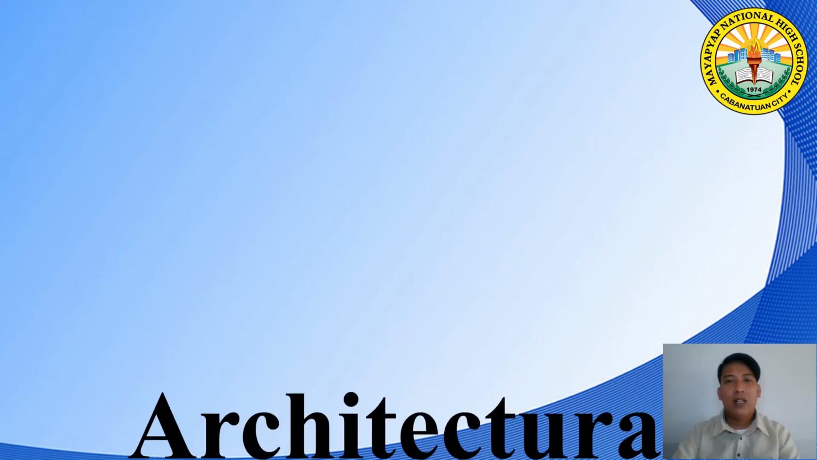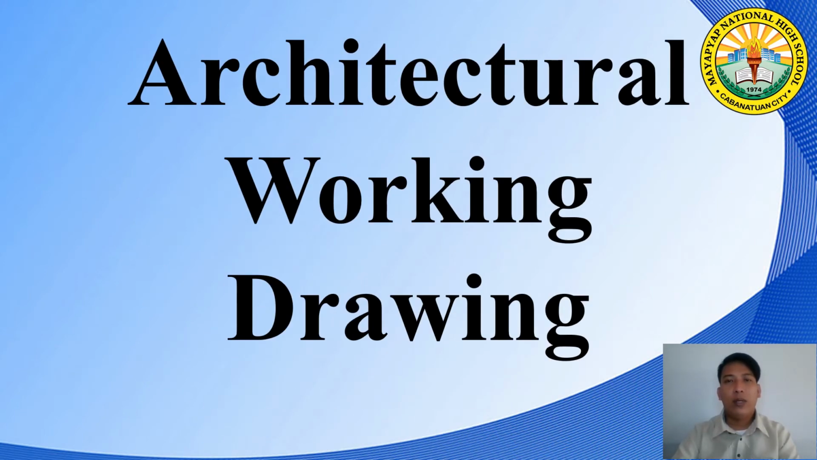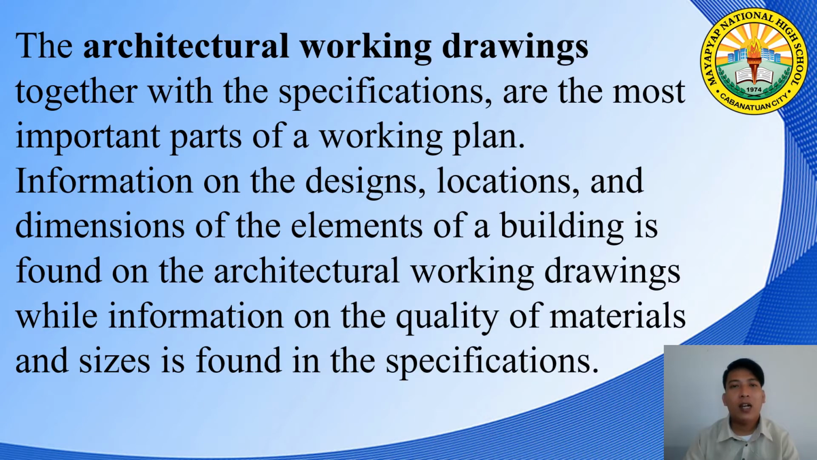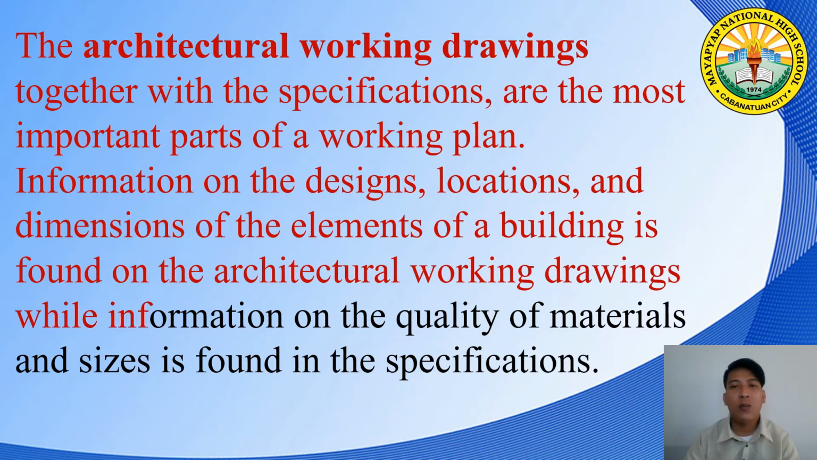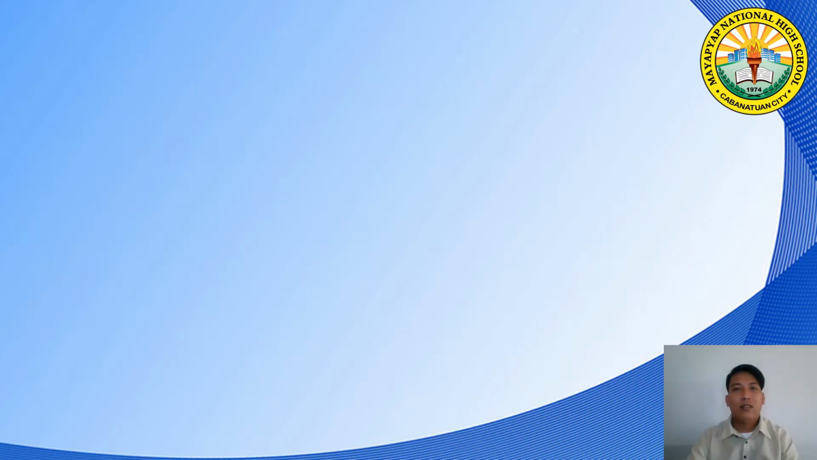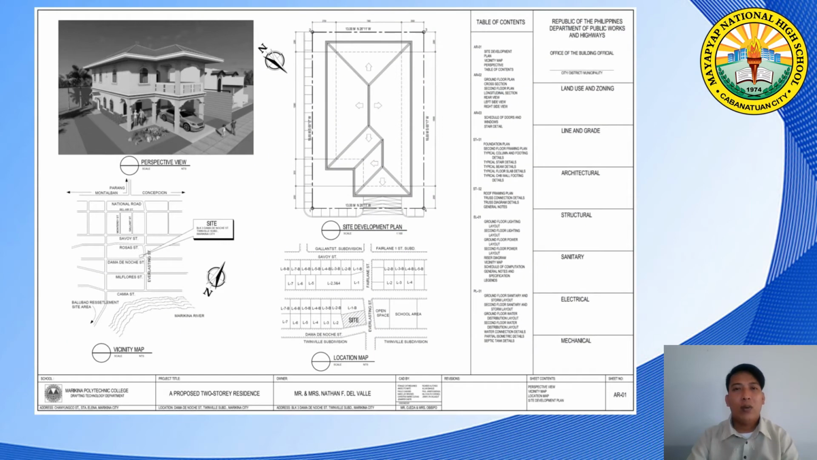Now, let's talk about architectural working drawing. The architectural working drawings, together with the specifications, are the most important parts of a working plan. Information on the design, locations, and dimensions of the elements of a building is found on the architectural working drawings, while information on the quality of materials and sizes is found in the specifications. Here is an example of an architectural working drawing.